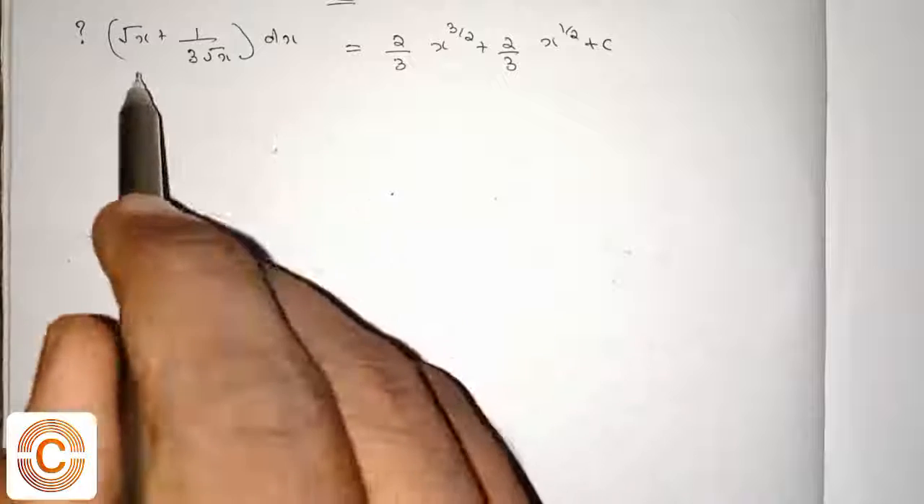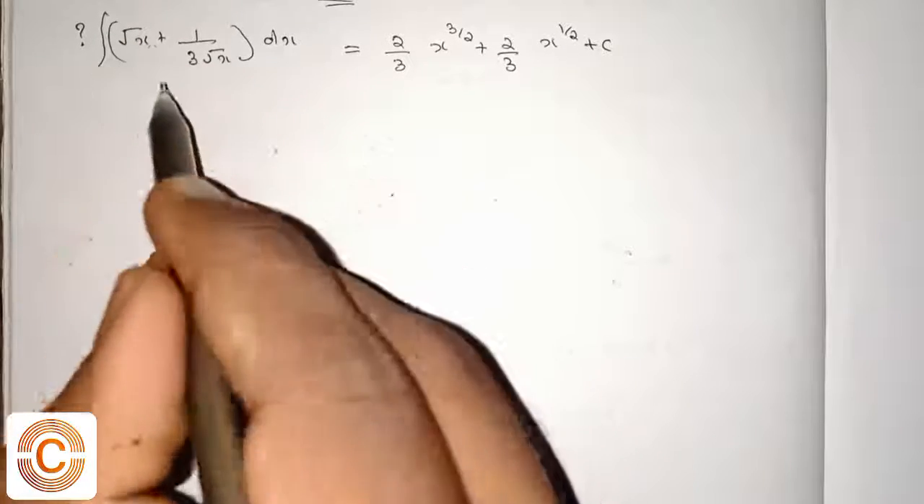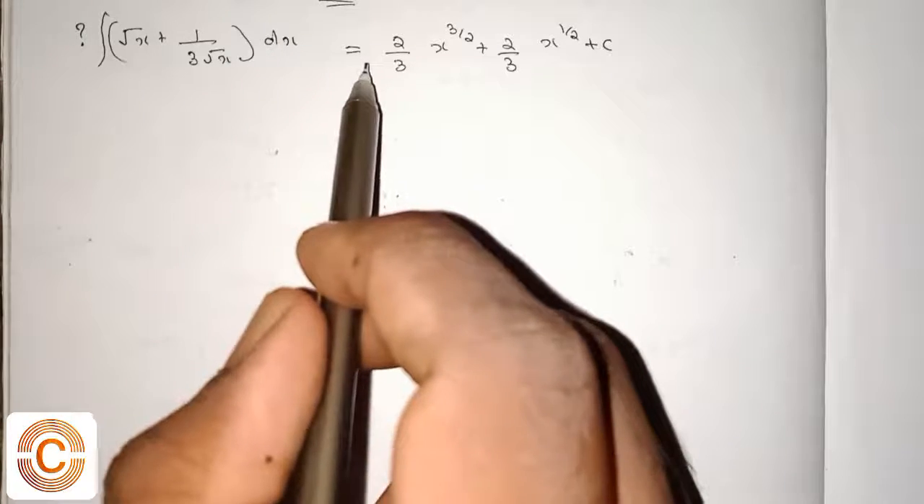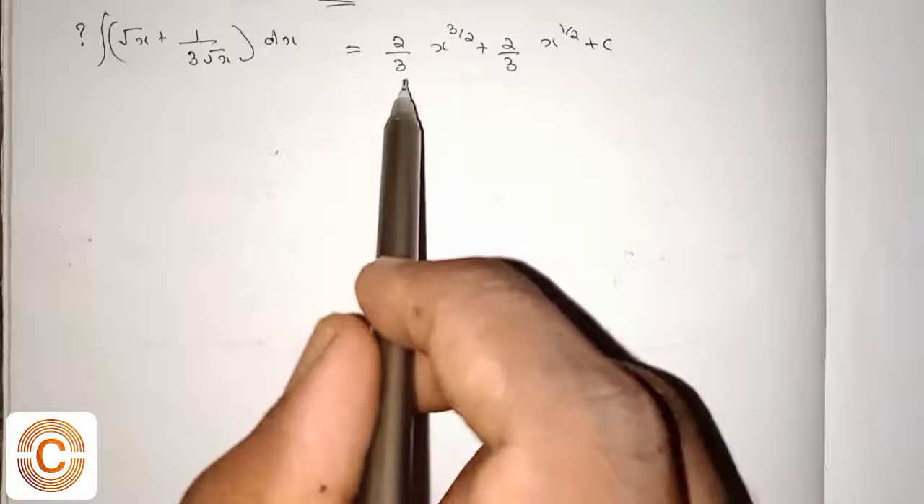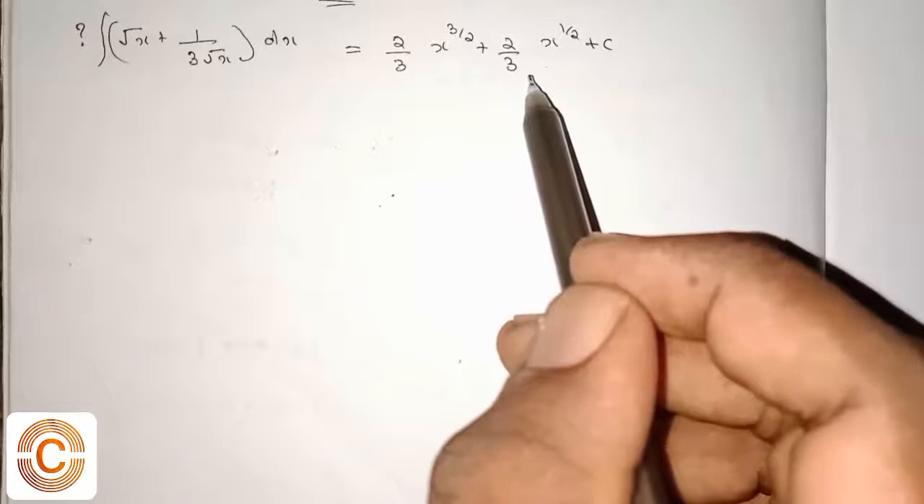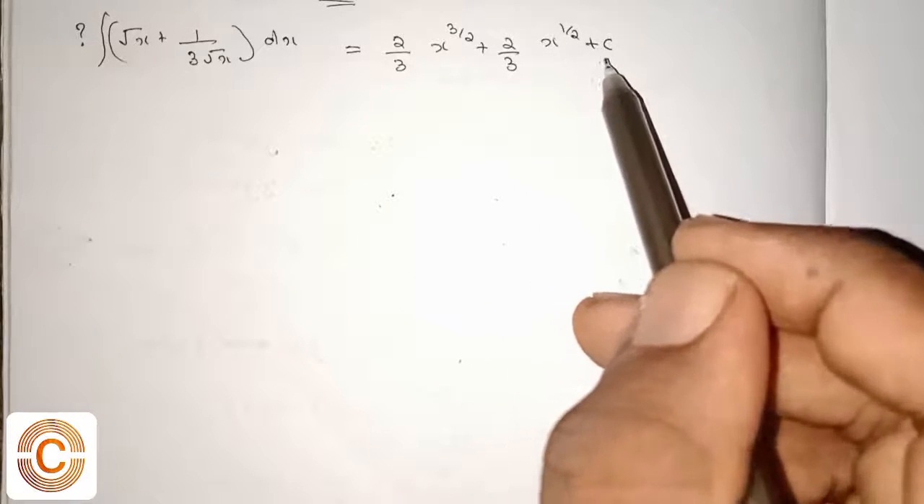The next question is integral of root x plus 1 divided by 3 root x dx, which is equal to, we want to prove that, which is equal to 2 divided by 3 into x raised to 3 by 2 plus 2 divided by 3 into x raised to 1 by 2 plus c here.